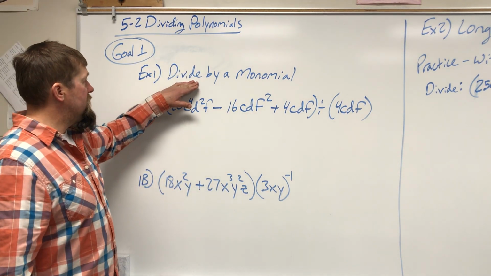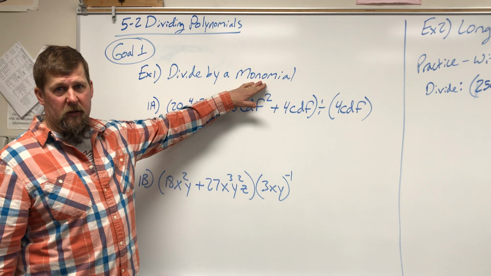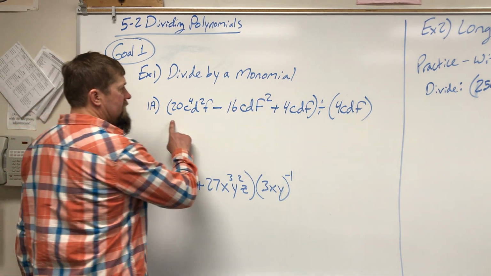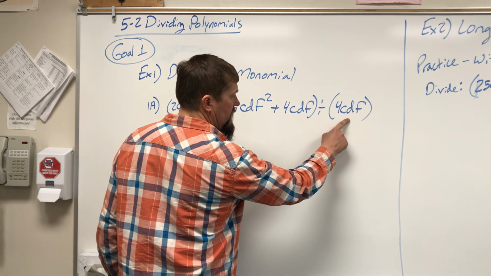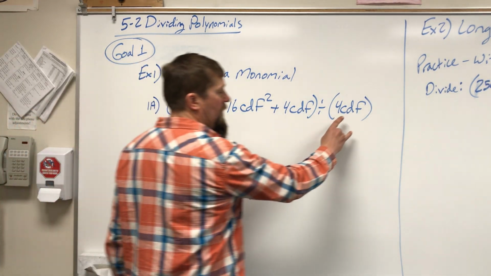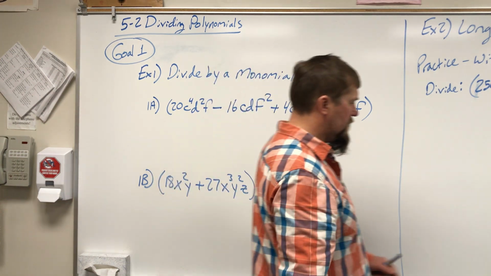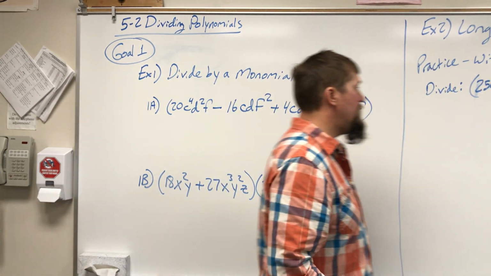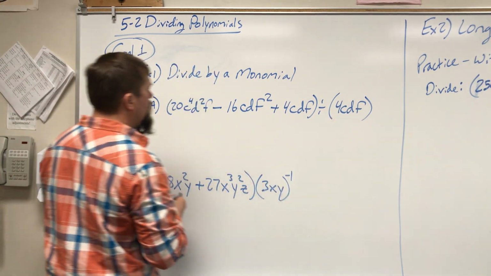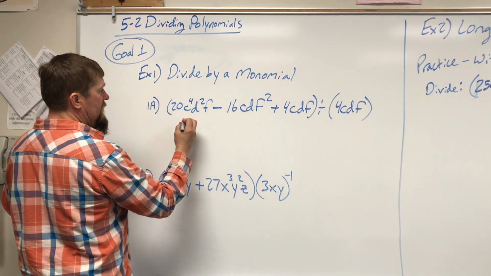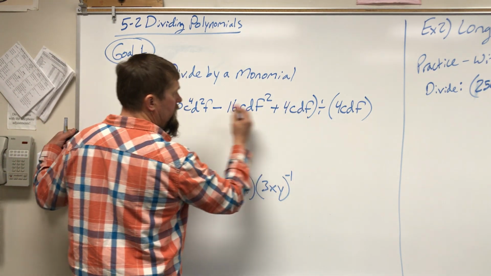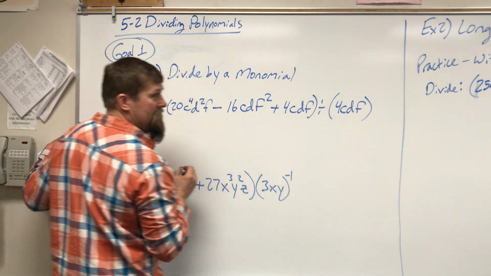One of the situations is when you're dividing by a monomial, or just one single term. When you're dividing something by just a single term, we do it differently than if we're dividing by a couple terms. So keep that in mind. Anytime you're dividing by one term like this, all we're basically doing is taking each one of these terms and dividing by that term.